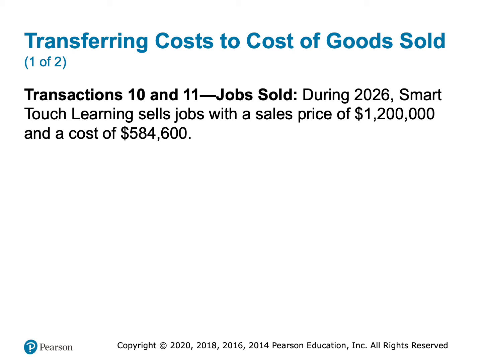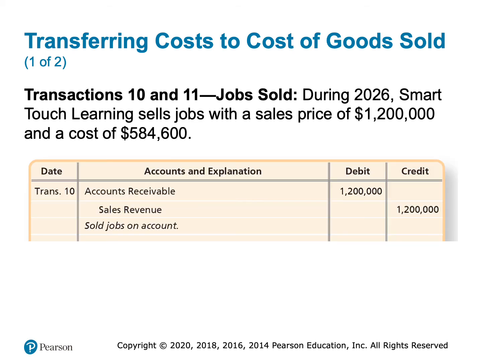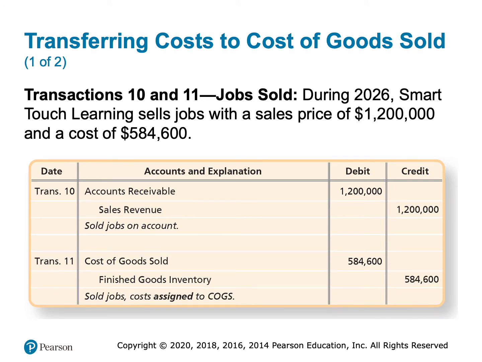Okay, so we learned back in financial accounting, every time we sell something, we're going to make two journal entries. The first one is to record the sale. So we'll debit cash or accounts receivable for the $1,200,000. And then we will move that job out of finished goods inventory into cost of goods sold. So I want to debit cost of goods sold, credit finished goods inventory for this $584,600.